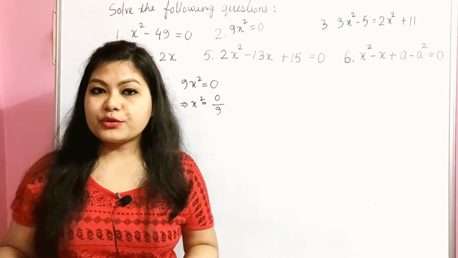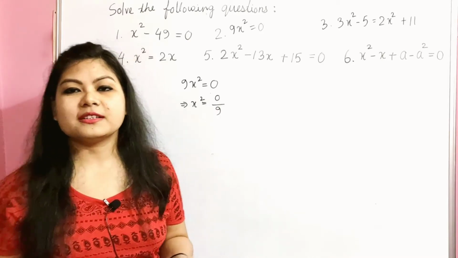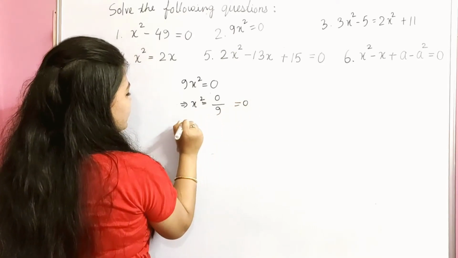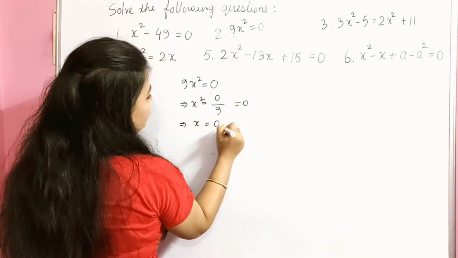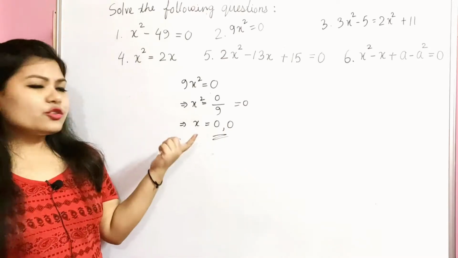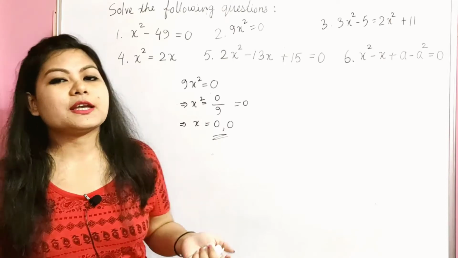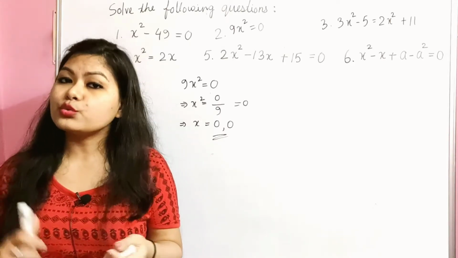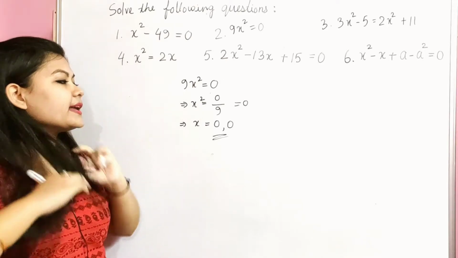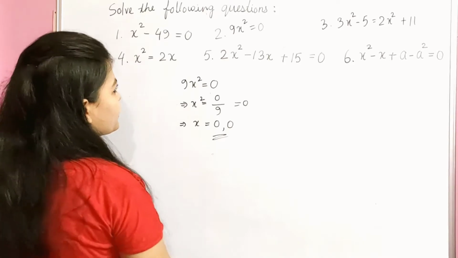Now 0 is here, so we know that if we divide 0 by any number, it will always be 0. So x square equal to 0. That means we can write down x equal to 0, 0. You can write down only one 0, but since it is a quadratic equation and a quadratic equation has two roots, two roots may also be equal roots. That's why here I have written x equal to 0, 0. So this is a very easy question.